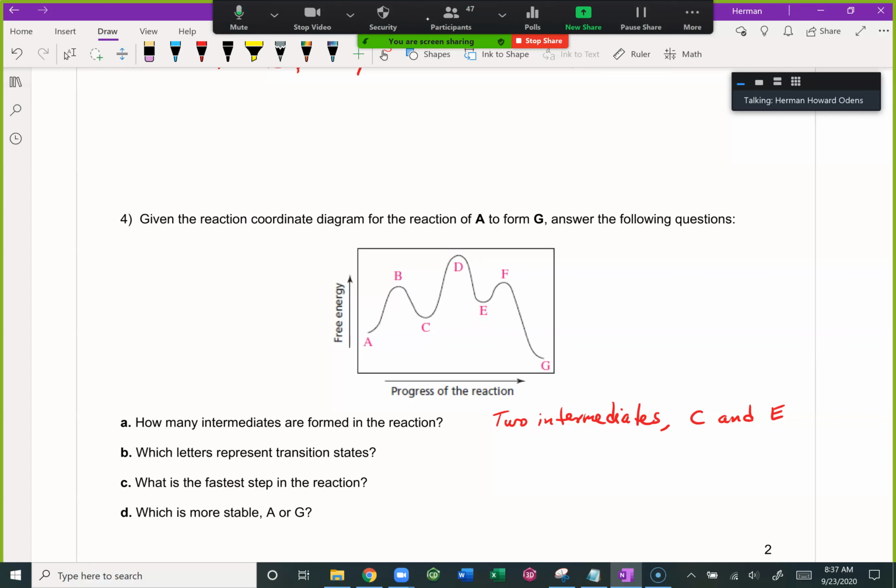Which letters represent transition states? BDF. BDF, very good. So B, D, and F, because they are on the top of the mountain. So that's the activation energy. BDF will be the answer for that. They represent the activation energy. What is the fastest step in the reaction?